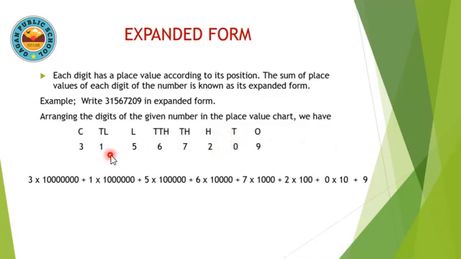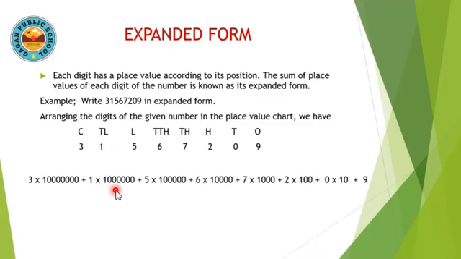Okay, so now what you have to do is find out its place value and then sum. Okay, now 3. After 3, how many digits are there? 1, 2, 3, 4, 5, 6, 7. So after 3, you will put 7 zeros, or you can say 3 multiplied by 1 crore. Then plus, now what is the place value of 1?